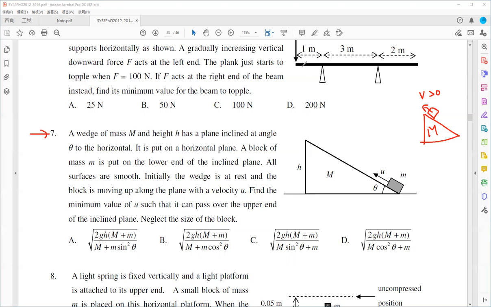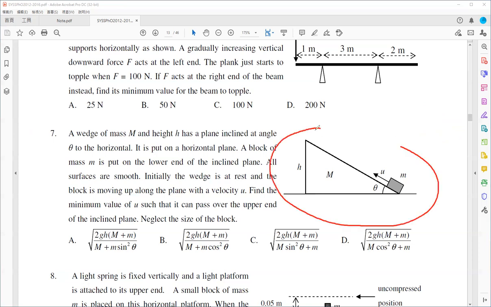But of course, at that time, the object M is moving forward to the left, and larger than 0. So if you want to find the minimum value, just consider it to be 0. That means you just consider the case when these two objects have the same velocity to the left. Then you can apply the conservation of momentum and also the conservation of energy.